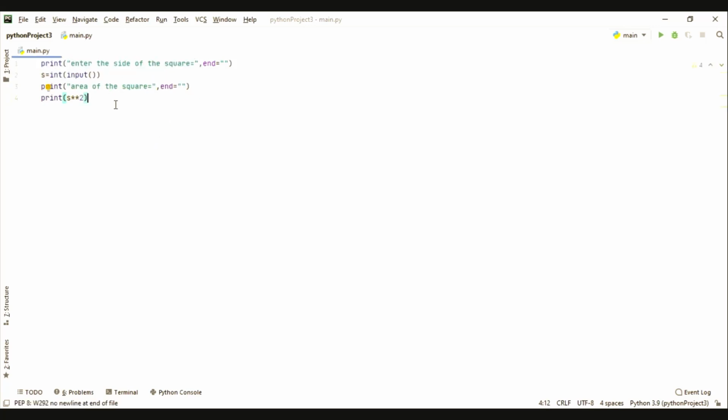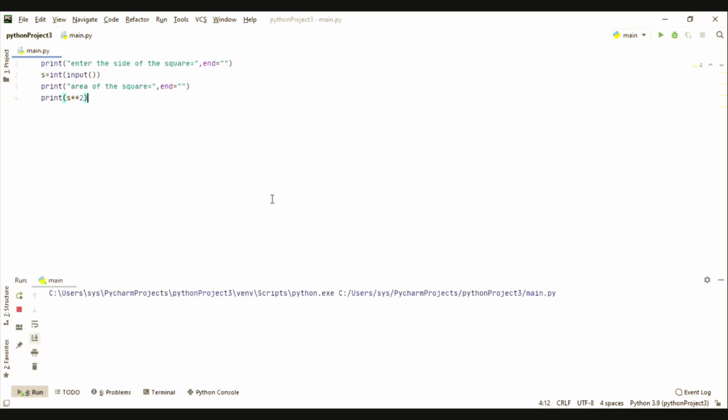Okay, let's run this program whether it's working or not. It asks to enter the side of the square, so I'm gonna give the side of the square as 5.